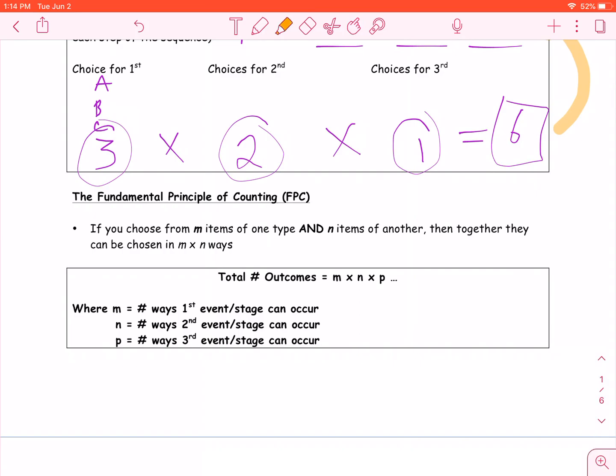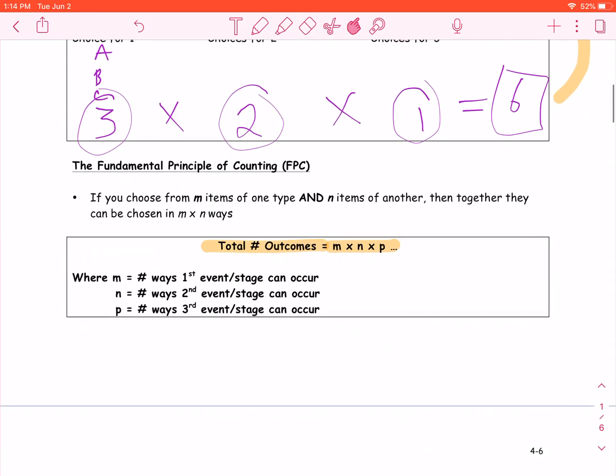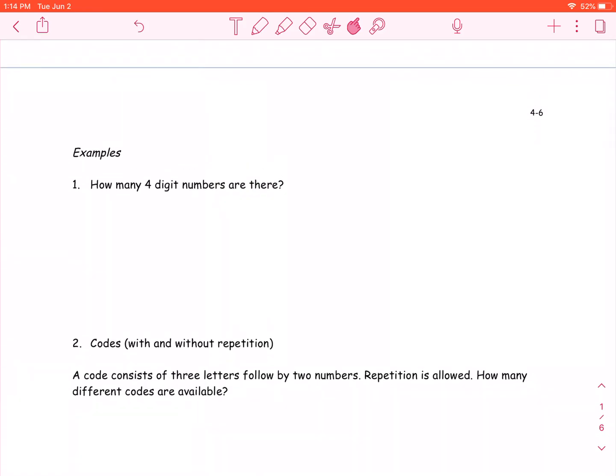And in that equation, you'll notice m represents the number of ways the first event or stage can occur, so that first position in arranging the children for the game. n represents the number of ways the second event or stage can occur, and then p represents the number of ways the third event or stage can occur. Okay, so that's how we're going to start the principles for our conversation today on combinatorics.